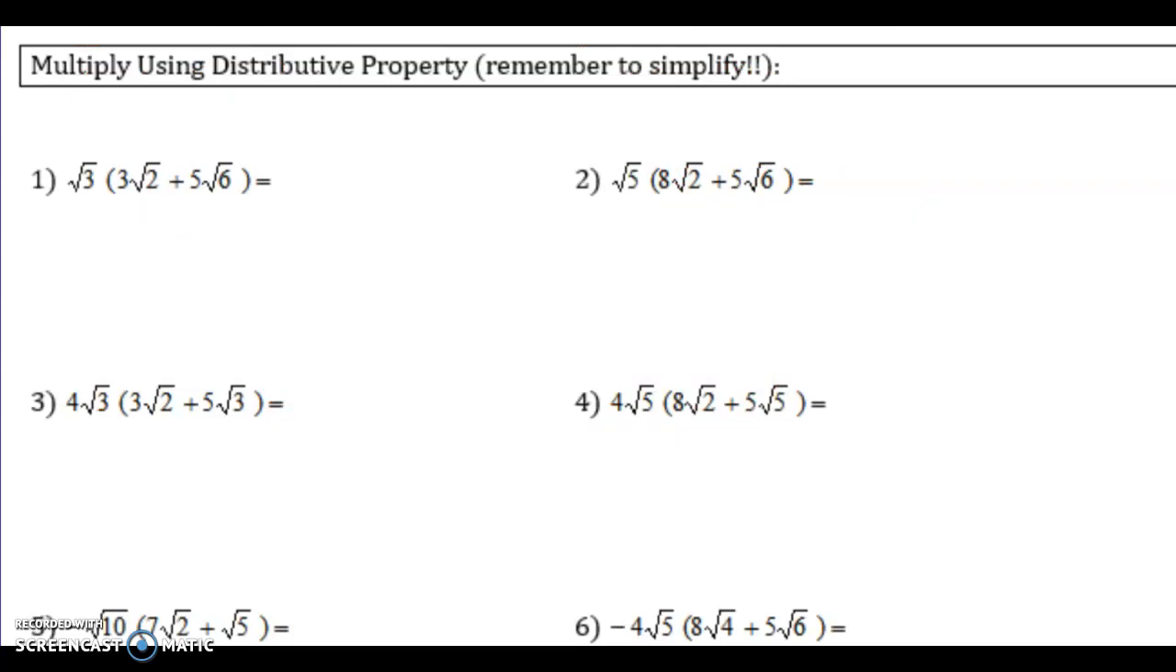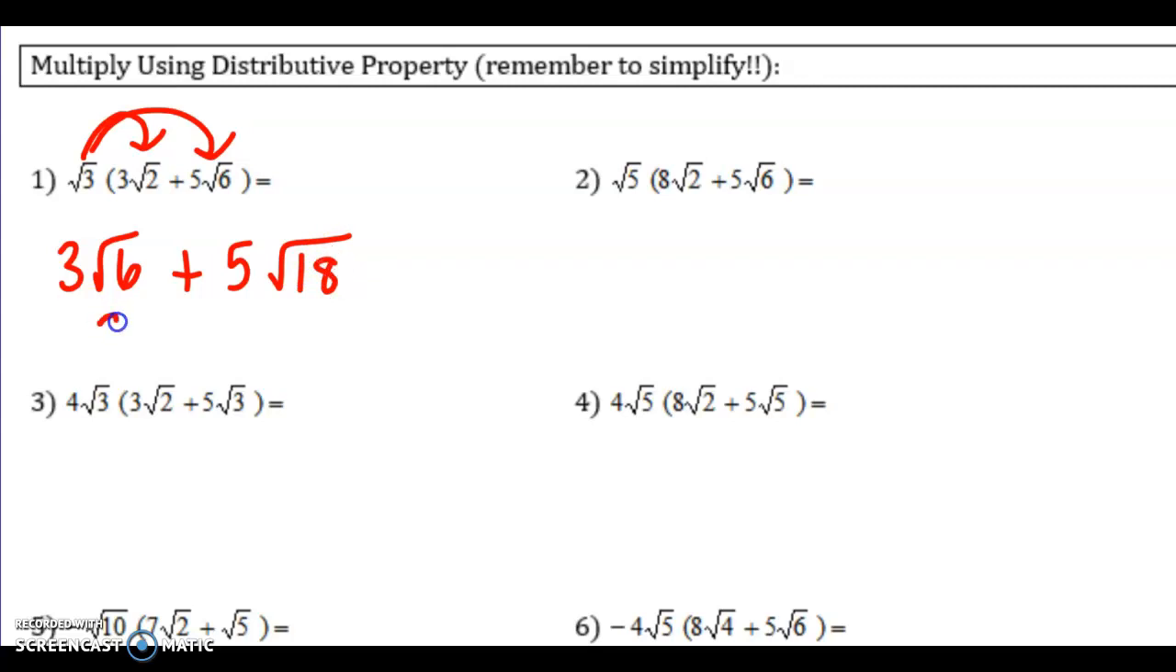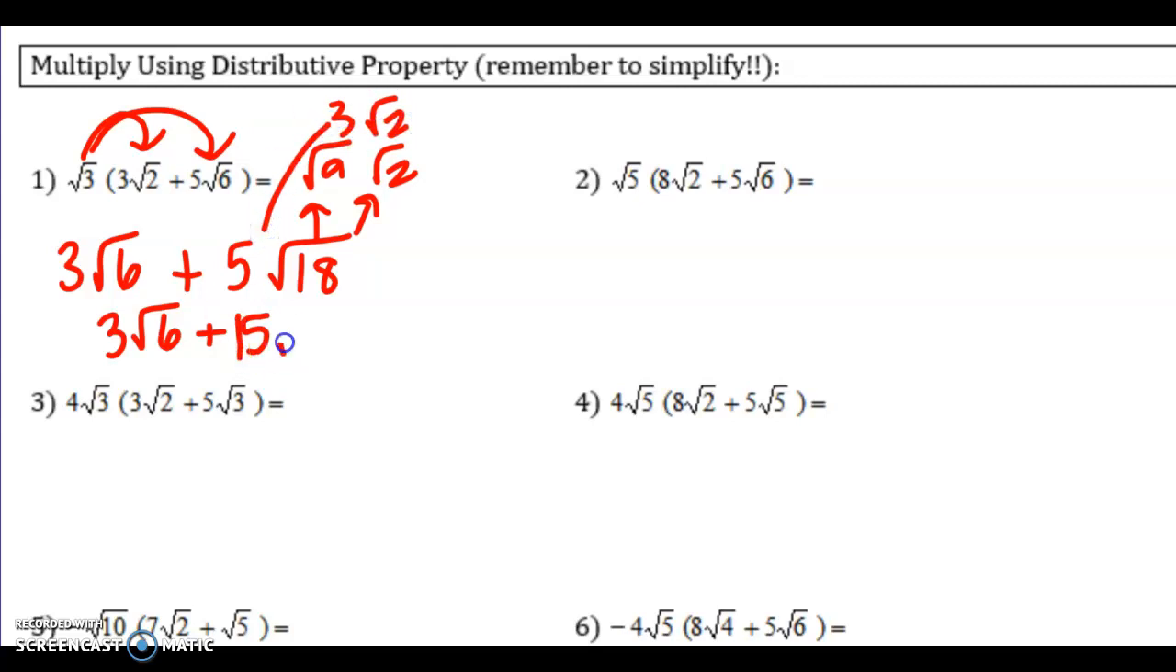So as we're moving on, we're going to distribute. And remember, we only distribute what we need to here. So I'm going to get 3 square root of 6 plus 5 square root of 6 times 3, which would be 18. Okay, 18 does break down into 9 and 2. So I'm going to do 3 square root of 6 plus 5 times the square root of 9 and the square root of 2, which would be 3 square root of 2. Well, 3 times 5 would be 15 square root of 2, and then that's going to be my answer here.